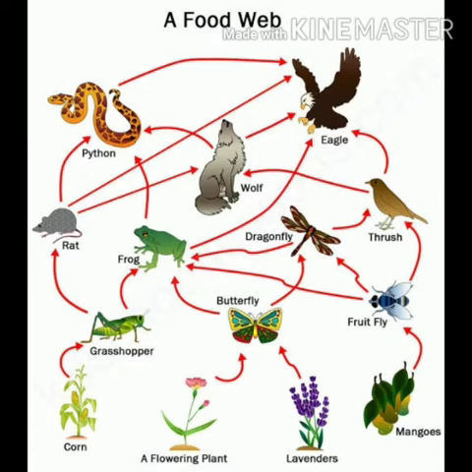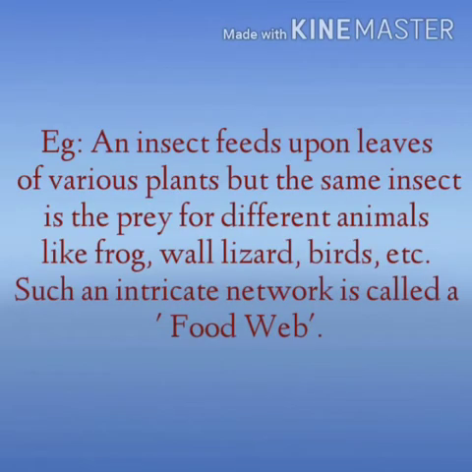An organism may be the prey for many other organisms. For example, an insect feeds upon leaves of various plants, but the same insect is a prey for different animals like frog, wall lizard, birds, etc. If this is to be shown in a figure, it will form an intricate web instead of a linear food chain. Such an intricate network is called a food web. Generally, food webs are found everywhere in nature.